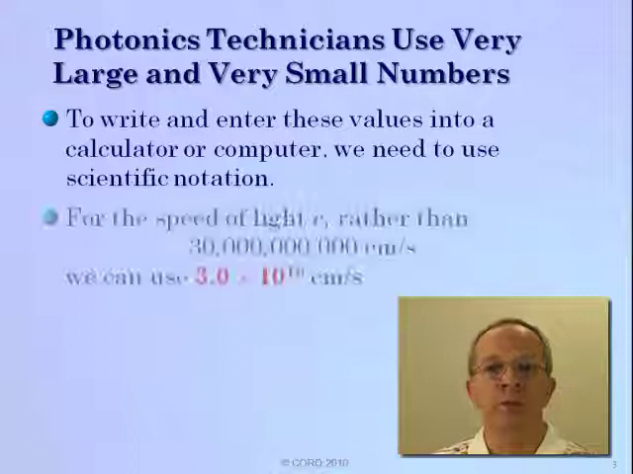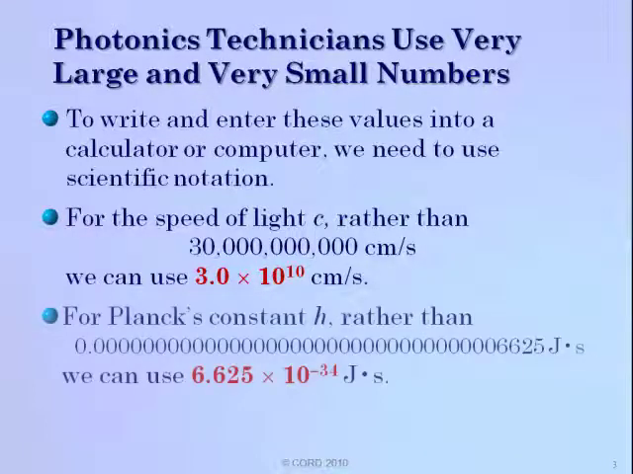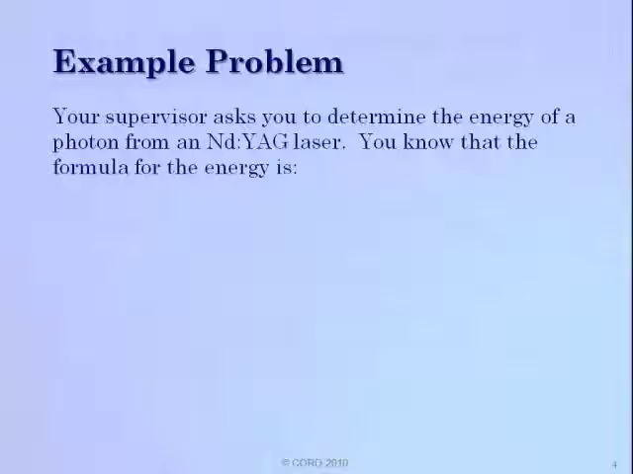So, for example, for the speed of light, rather than writing 30 billion centimeters per second, we'll use a number like 3.0 times 10 to the 10 centimeters per second. Or for Planck's constant, h, rather than all those zeros followed by 6625 joule seconds, we can use the number 6.625 times 10 to the minus 34 joule seconds. We'll learn in this module how to write those numbers.